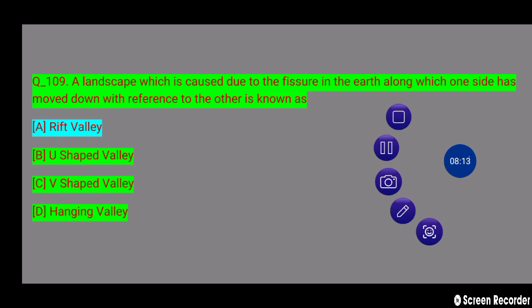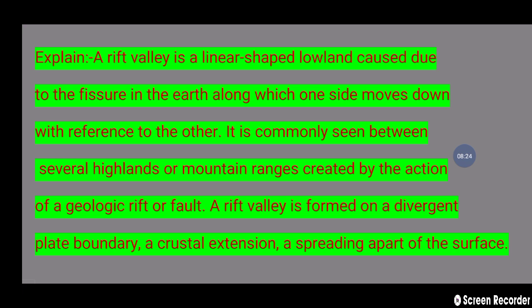Question 109, explanation: A rift valley is a linear lowland caused by a fracture in the earth, along which one side has moved down in reference to the other. It is commonly seen between two highlands or mountain ranges, created by the action of a geologic rift or fault. A rift valley forms from a divergent plate boundary, a crucial part of the extension and spreading of the earth's surface. Next question.